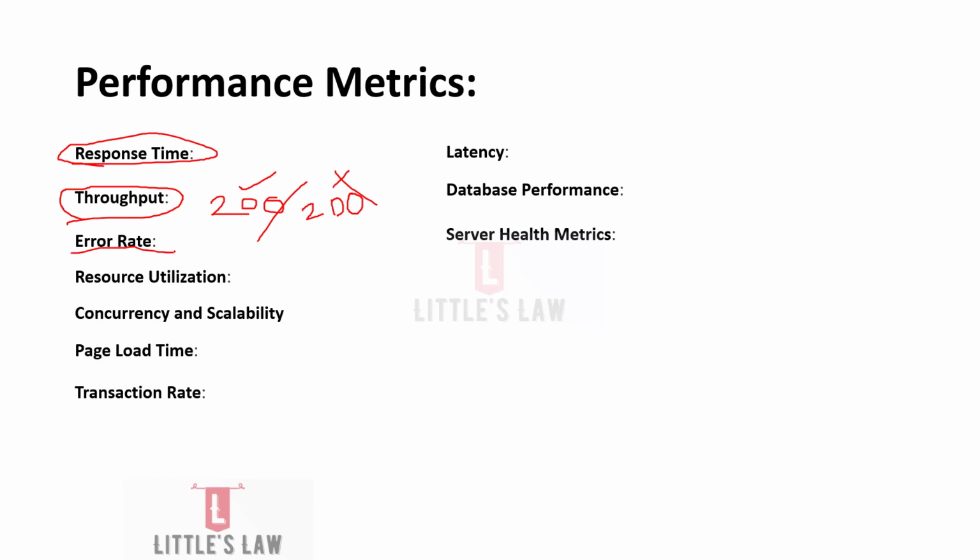And next comes the error rate. This error rate tracks the frequency of errors which are encountered during testing, and high error rates can indicate instability or issues within the application. So error rate is something which tells us that the application is unstable or there are issues within the application.